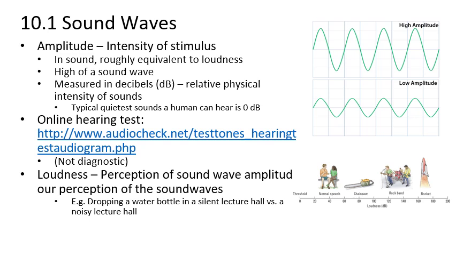And the typical quietest sound a human can hear is 0 decibels. So decibels were created based off of the human hearing system. If something is less than 0 decibels, it doesn't mean that it doesn't create sound, it just means that humans cannot hear that sound. There's an online hearing test you can take here, but please note that it's not diagnostic.